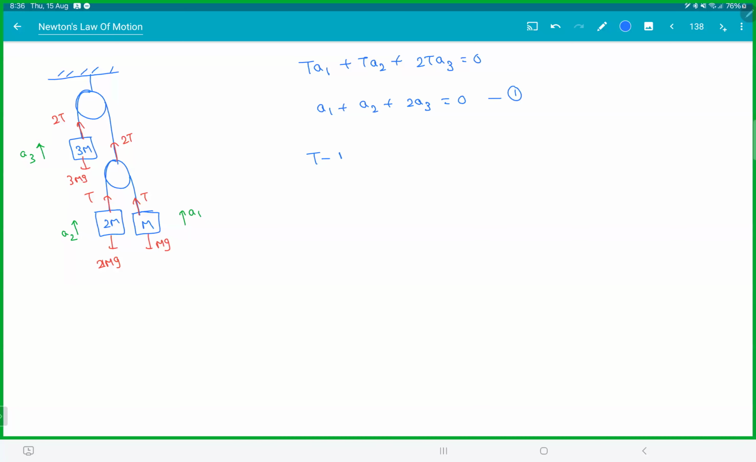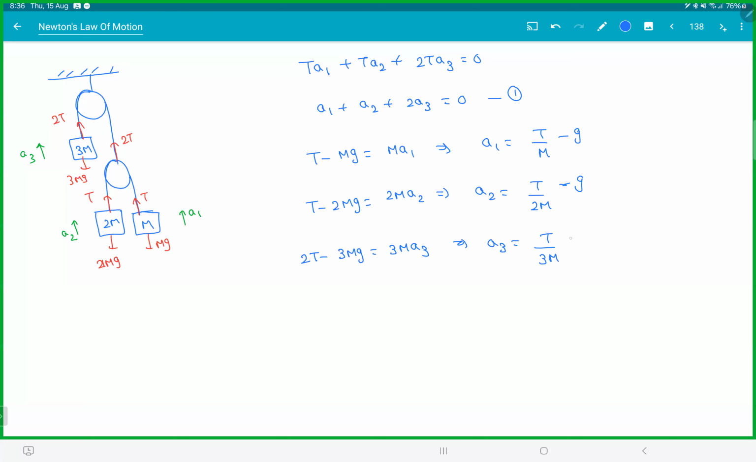Now, when you write for the block, T minus mg is equal to MA1. So I get A1 is equal to T by M minus g. T minus 2mg is equal to 2MA2, so A2 will be T by 2M minus g. 2T minus 3mg is equal to 3MA3, so A3 will be 2T by 3M minus g. Take these three and put them in equation 1, because I want to eliminate T there. You end up with T by M common, 1 plus half plus 2 by 3, minus 3g is equal to 0. This is 3 by 2, 2. So T will be 24 mg by 17. That's your tension.